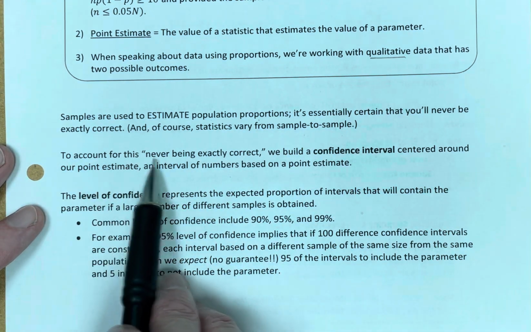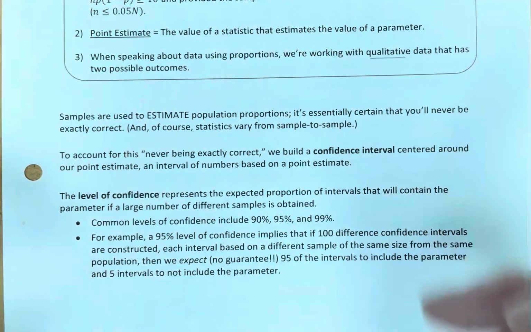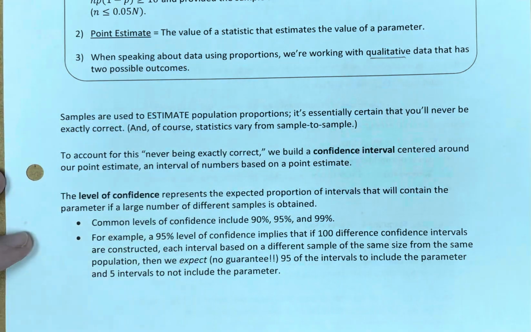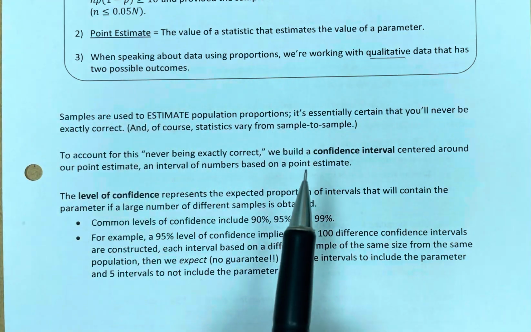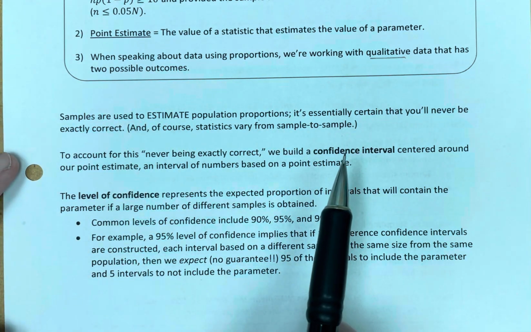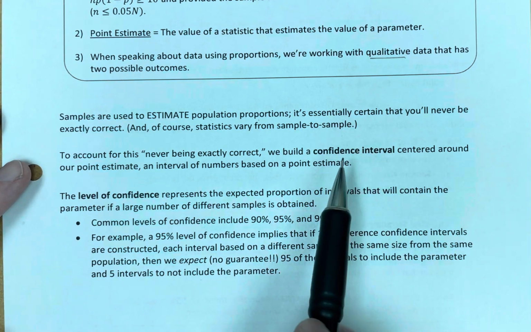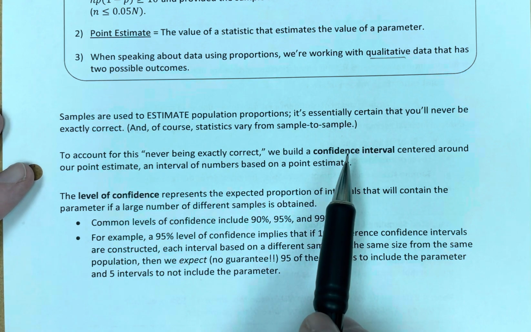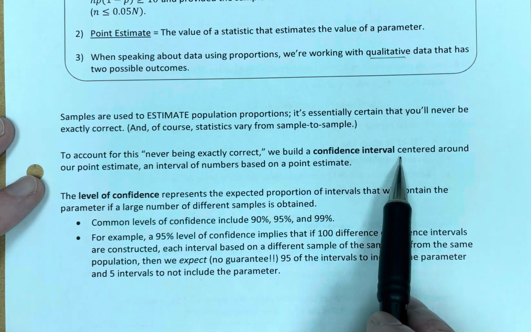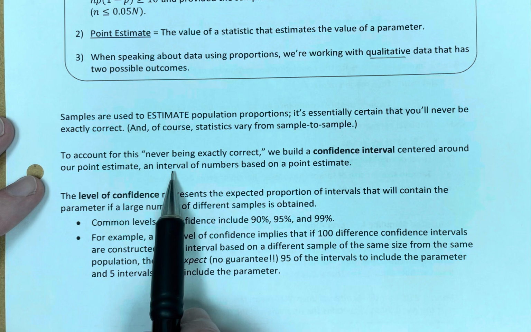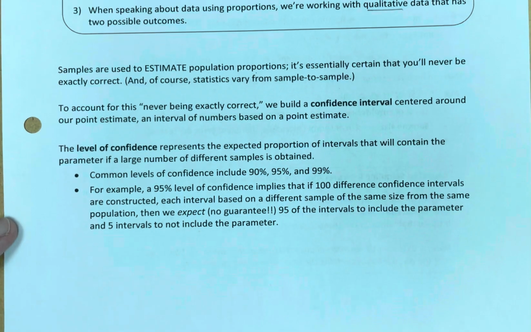So to account for this never being exactly correct, we build an interval around our point estimate. So we're going to say, well, I think it's this, but I'm within this or this. You're going to try to build an interval around it to give people an idea of how much variation, or how much error, you expect there may be. So we build a confidence interval centered around our point estimate, an interval of numbers that is based on the point estimate.